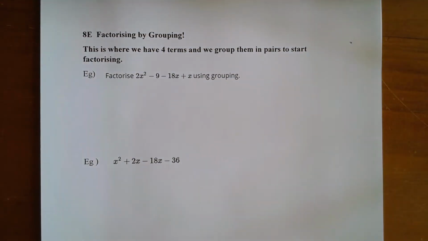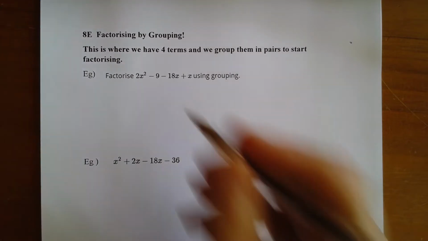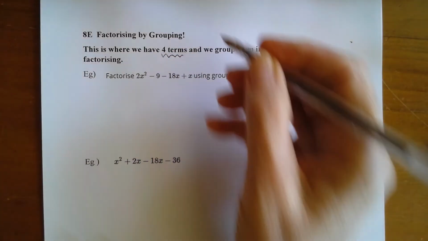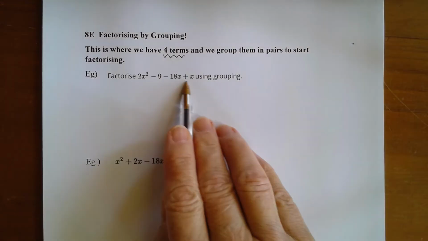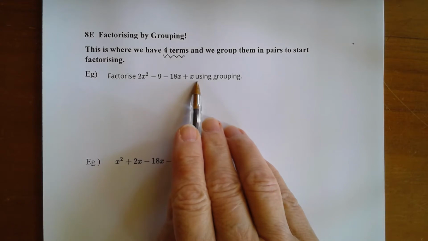Okay, girls, this is 8E, factorizing by grouping. This is where we have four terms. Remember, terms are these algebraic expressions that are split up by plus and minus signs, and we group them into pairs to start factorizing.